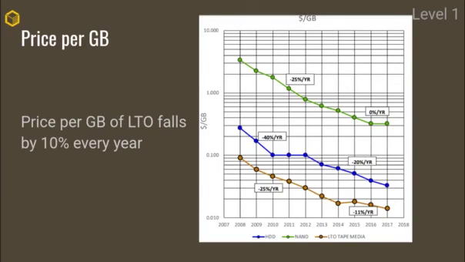Now, when we actually look at what interests us, the price per gigabyte, we can clearly see that the winner is tape. The price per gigabyte has been decreasing constantly by around 10% per year since 2008. So for the past 9 years, which makes it, as you see, when compared to HDD and NAND, a very cost-effective technology.